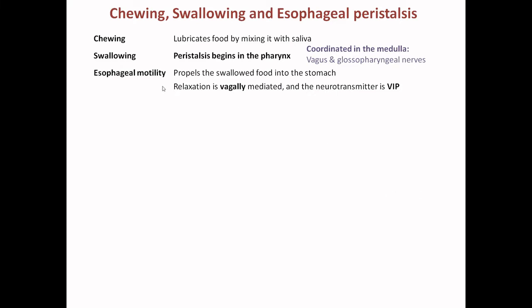Followed by esophageal motility that propels the swallowed food into the stomach. So it is the intermediate between the pharynx and the stomach. And relaxation is vagal mediated, and the neurocrine is VIP.